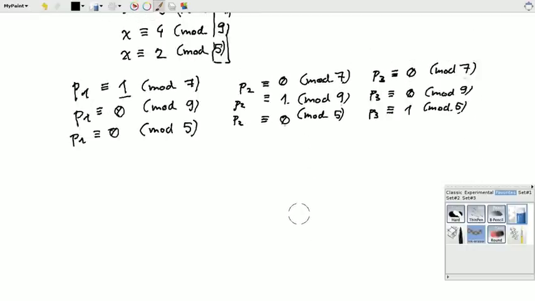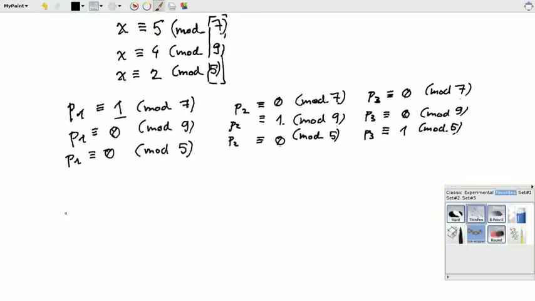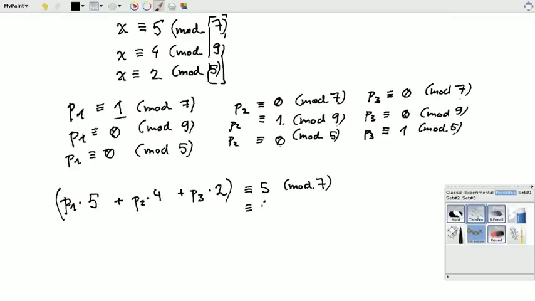Well, that would mean that if we took P1 and multiplied it by 5, then added P2 multiplied by 4, and then added P3 multiplied by 2, we would get some number that would be 5 modulo 7 and 4 modulo 9 and 2 modulo 5.